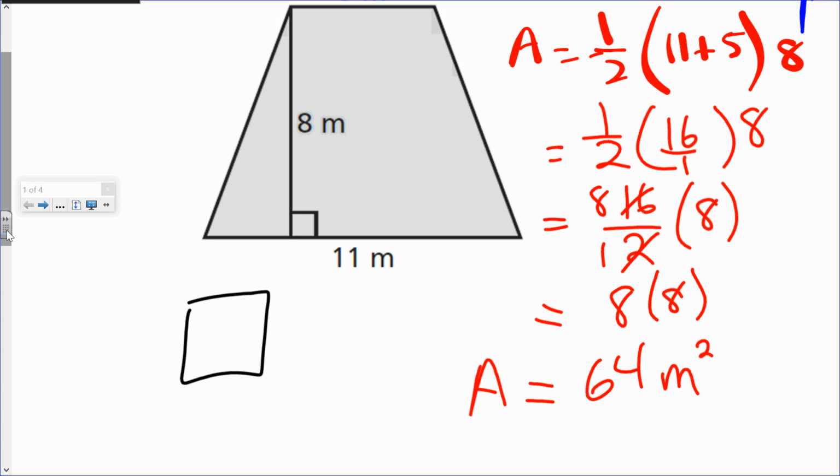Well, what's this? I drew a square. But look at squares. Is this a square meter? That's still a square. But look at that. The area there is a square. The area there is a square.